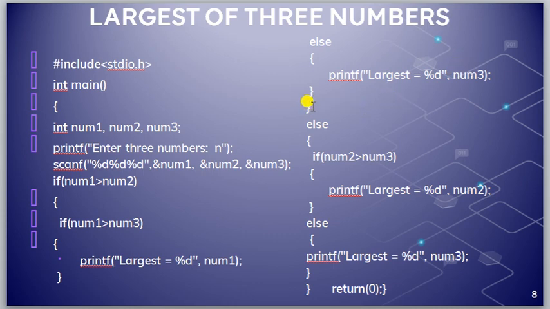Okay, so we are closing the if statement's bracket. Then the else case, that means num1 not greater than num2. So what will be the greater number there? In the else case, num2 is greater than num1. Then we have to check whether num2 is greater than num3. Then we get the output printf largest is num2. Otherwise we can print largest equal to num3. Okay, then return 0. That is what is happening in the program for the largest of three numbers.